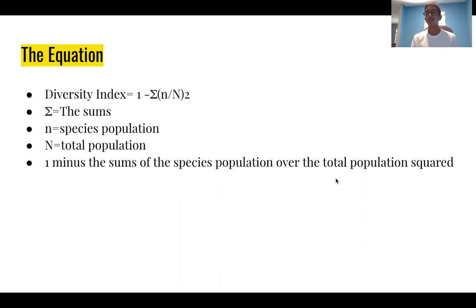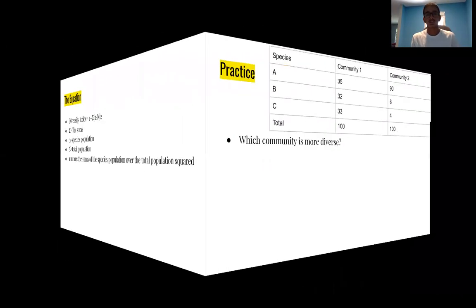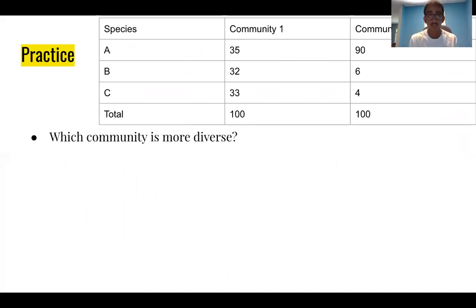So now I will be going over a practice problem. This is the table. We are trying to find out which community is more diverse. We have three species: species A, species B, and species C.